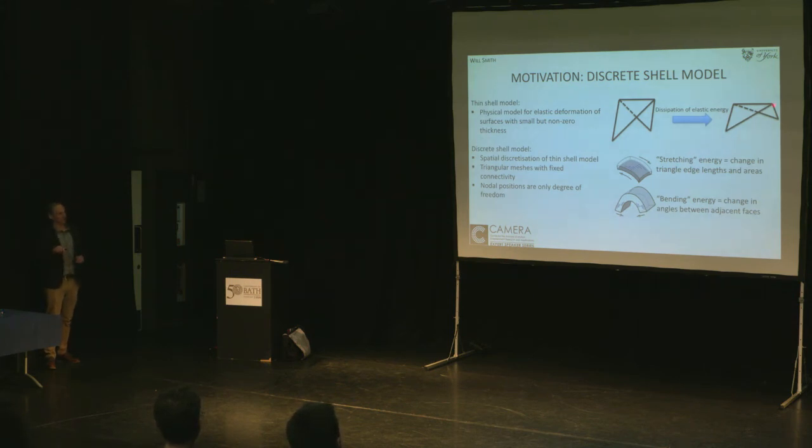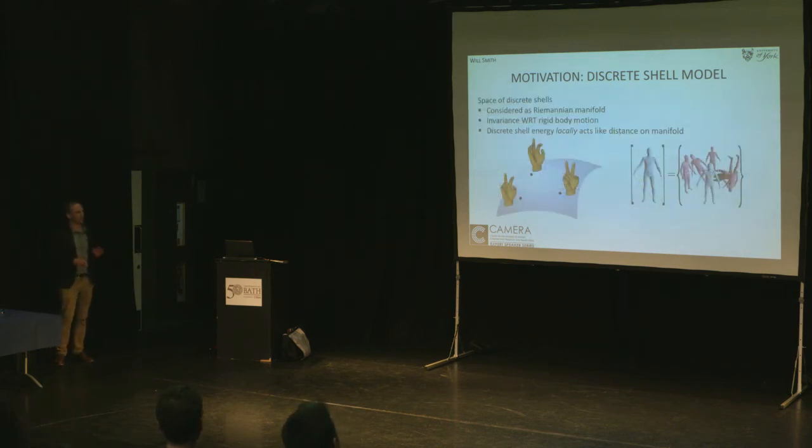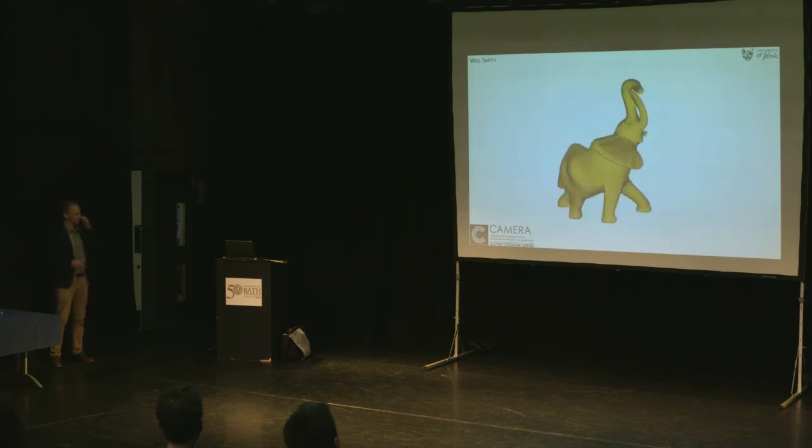So if you apply any transformation to this pair of triangles, you won't change the edge lengths or the areas, and you also won't change the angles between the adjacent faces. Okay, so this distance measure between meshes is rigid body motion invariant.